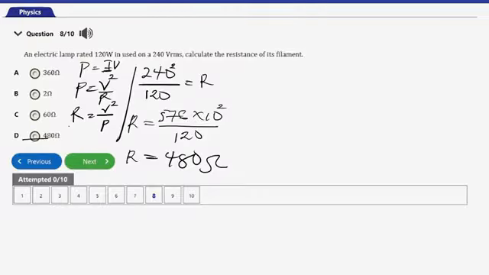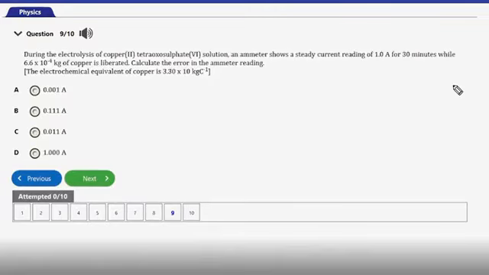Let's go ahead and consider the next question. That's question number 9 here. The question says, during the electrolysis of copper 2 tetraoxosulfate solution, an ammeter shows a steady current reading of 1.0 amps for 30 minutes, while 6.6 times 10 to the power of negative 4 kilograms of copper is liberated. Calculate the error in the ammeter reading. So let's take that the electrochemical equivalent of copper is 3.30 times 10 kilogram per coulomb.